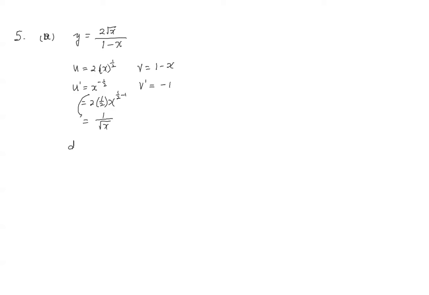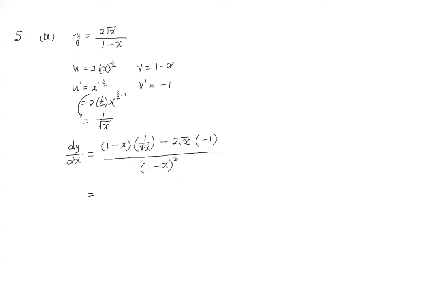Okay, so dy/dx. We have v minus u prime first, minus u times v prime, which is -1. The whole thing divided by 1 minus x squared. Okay, good.